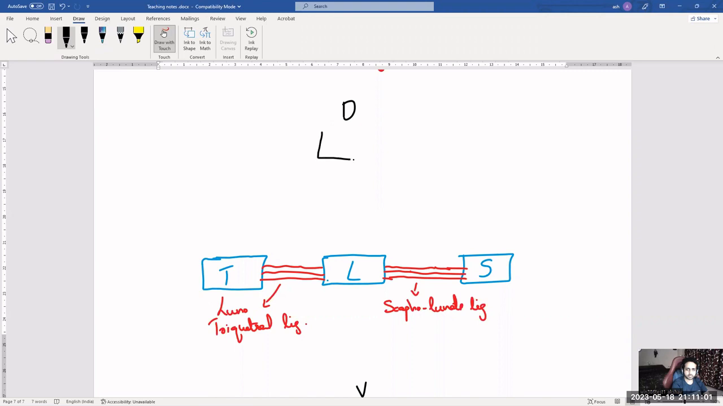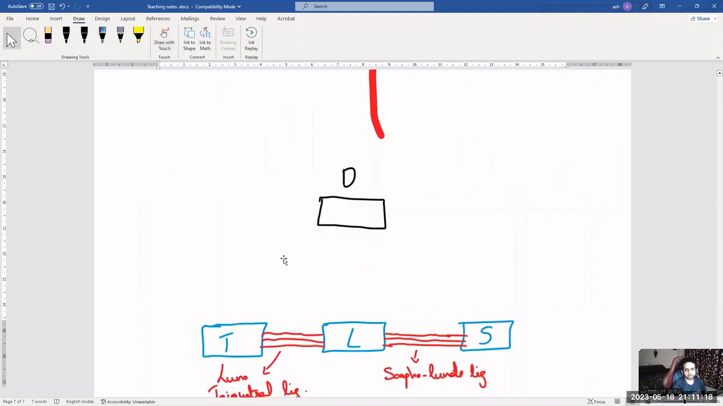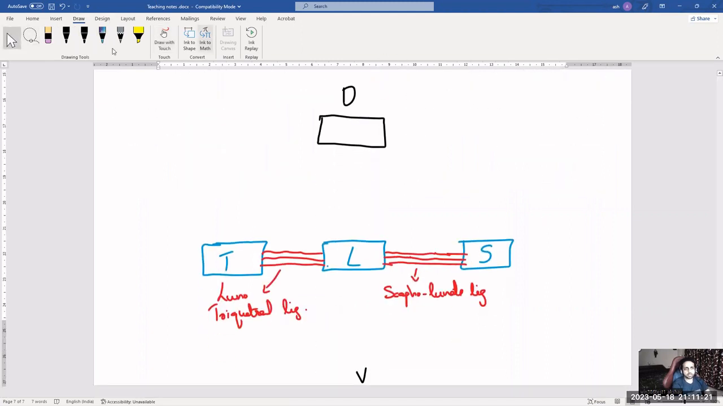suppose, let's imagine the lunate is over here. The lunate has moved dorsally. So it can only move if there is some disruption in the scapholunate ligament. So there is a disruption in the scapholunate ligament, and the lunate has moved dorsally.